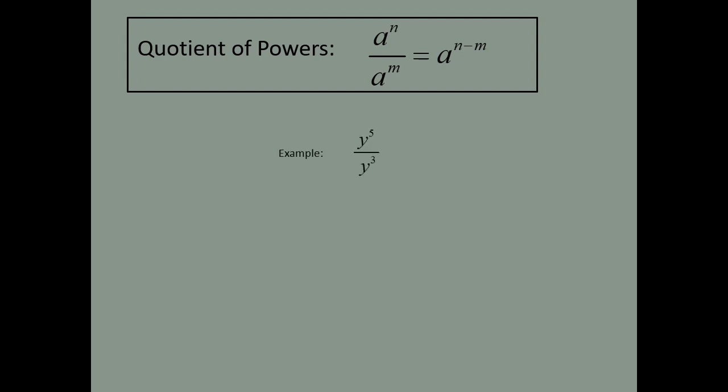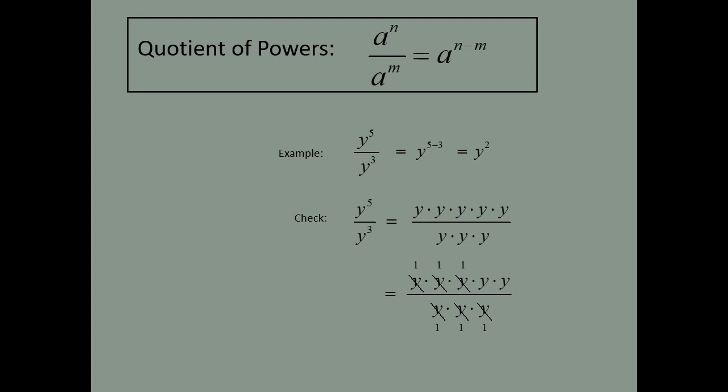Let's try this with an example. Y to the fifth over y to the third. Applying the quotient rule, we subtract the 3 from the 5, and we're left with y squared. Let's write this out the long way so we can see why it works. We put y to the fifth in the top and y to the third in the bottom, and then we cancel common factors, and we can see we're left with y squared.